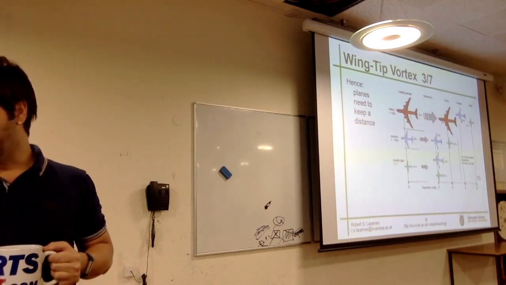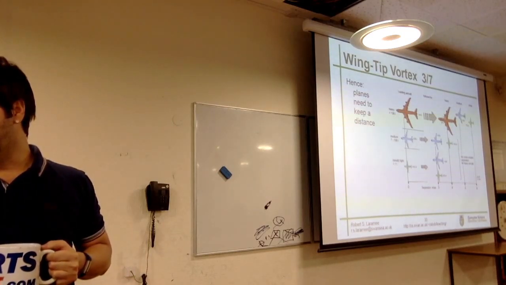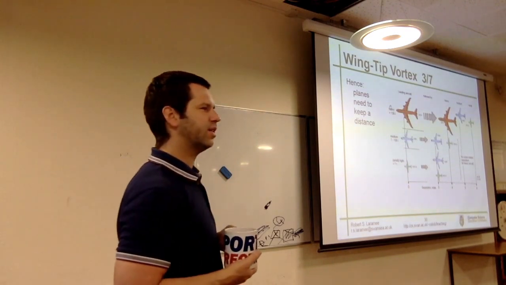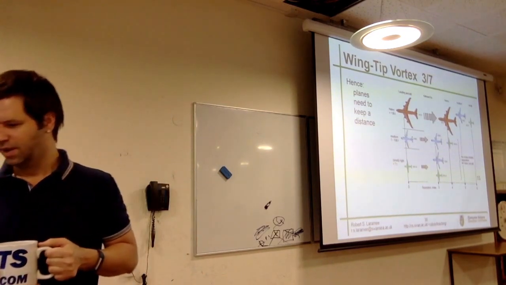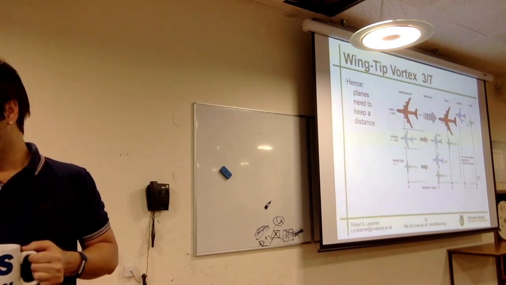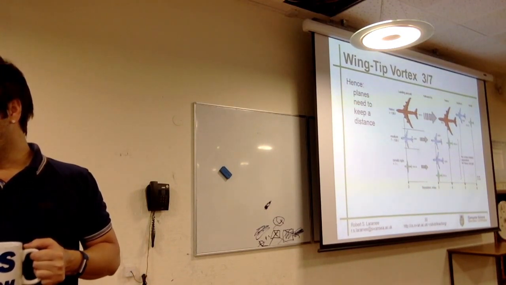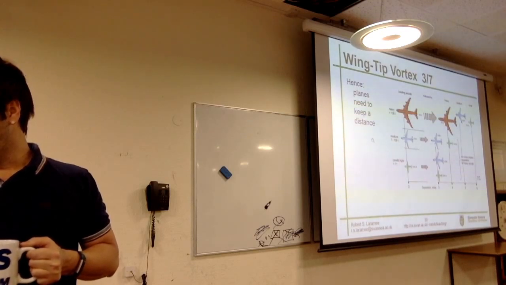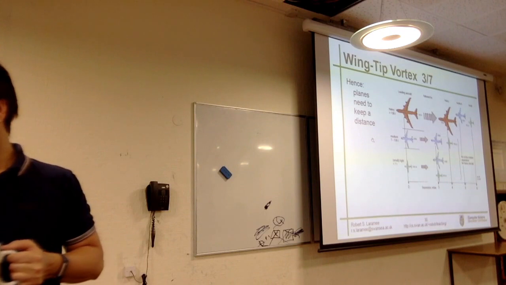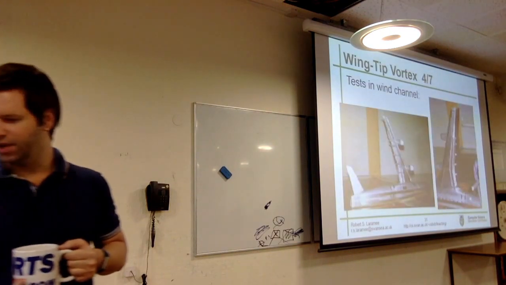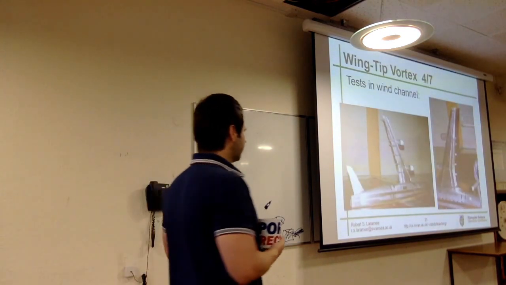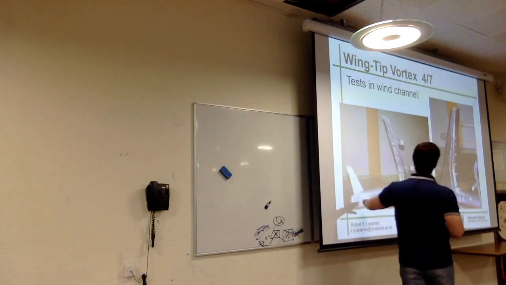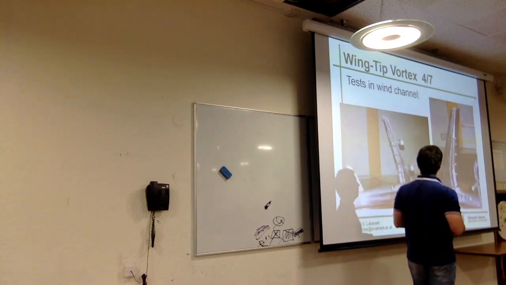And the larger the plane is, the more distance that's needed between successive planes, both on the takeoff and the landing, right? And this is a diagram that shows a little bit about the distances that the planes need to maintain between departing and landing. Here's an example that shows the development of wings in an experimental setup in a wind tunnel.